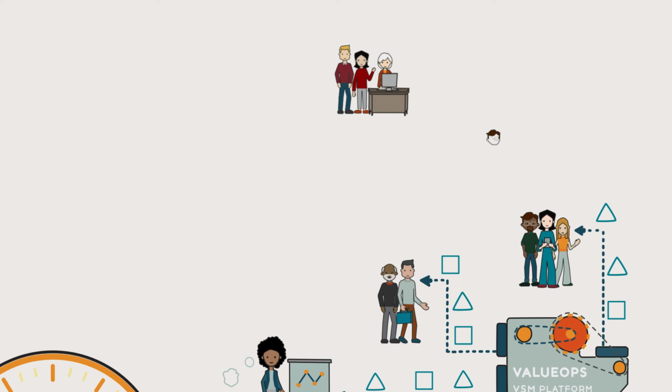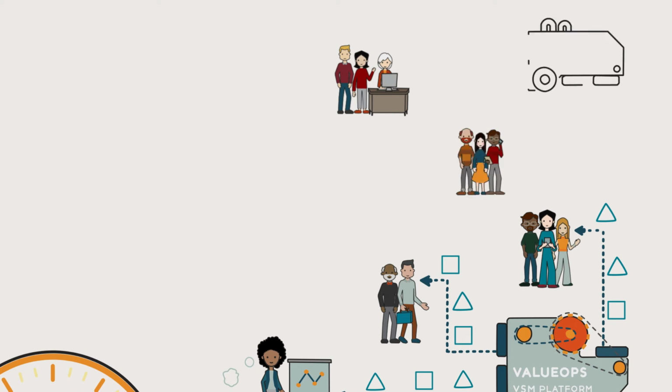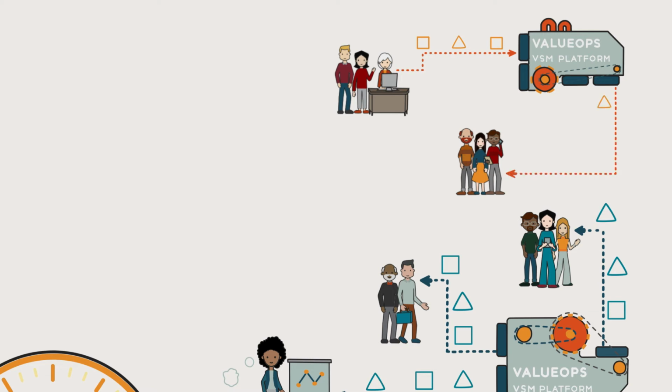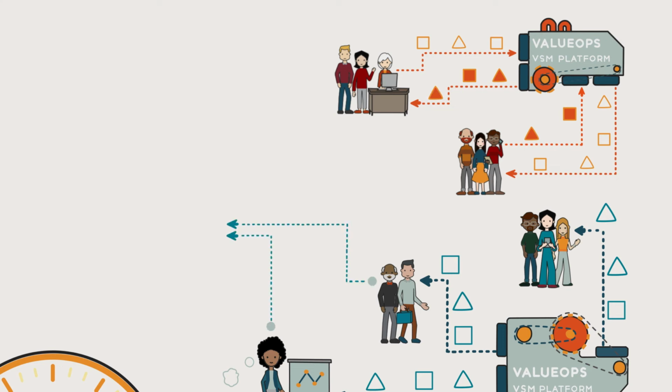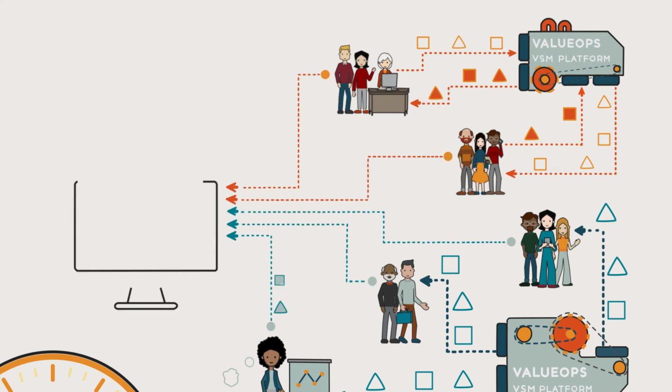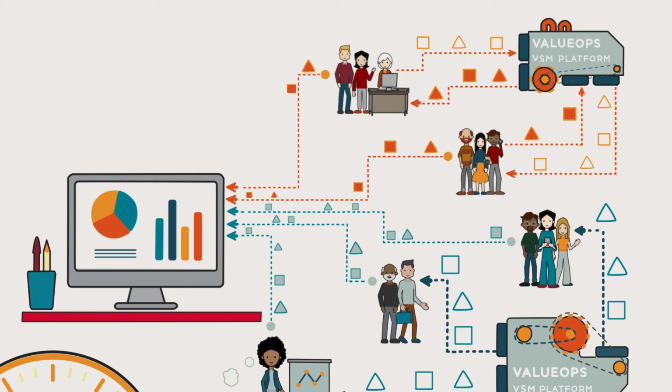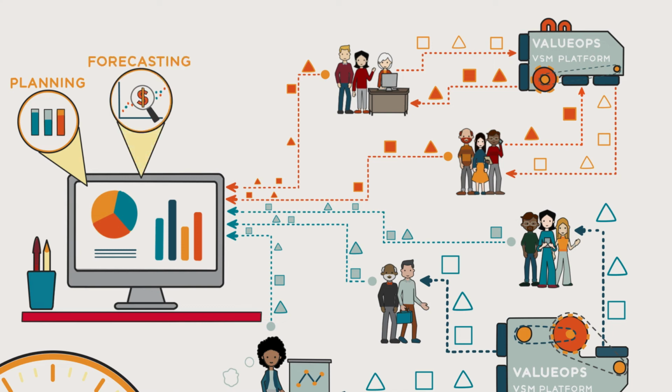ValueOps from Broadcom is the leading enterprise-level platform for value stream management. It integrates investment and strategic planning with agile delivery management, all at scale. Plus, our ValueOps connectors give you a complete real-time data set that spans across value streams. This leads to better capacity planning, more predictable forecasting, and a faster delivery of customer value.